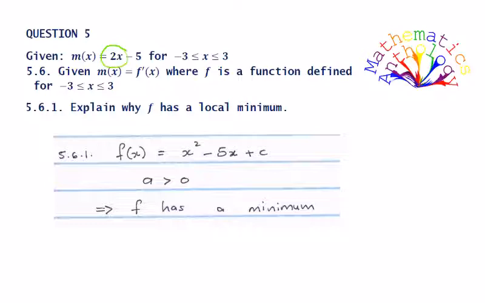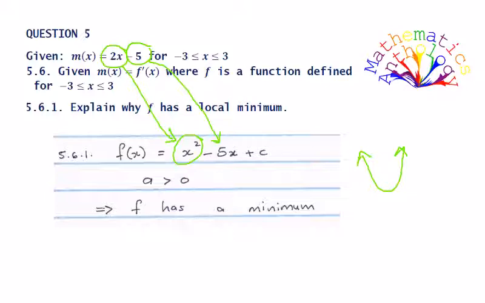Okay, 5.6. Given m of x is equal to 2x minus 5 for negative 3 less than or equal to x less than or equal to 3 again. 5.6 now, given m of x is equal to f prime of x, where f is a function defined for x between negative 3 and 3. Explain why f has a local minimum.